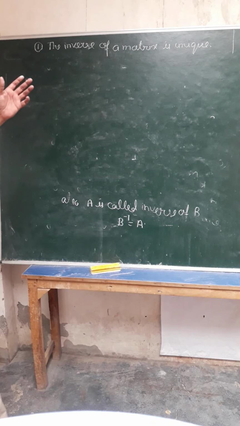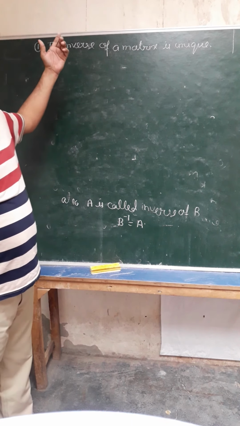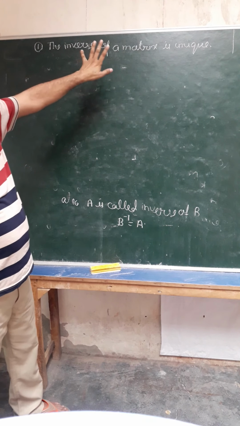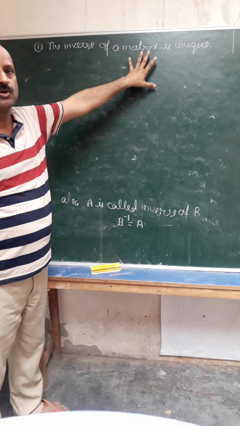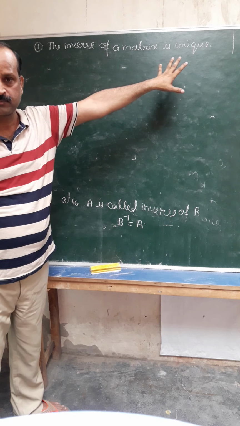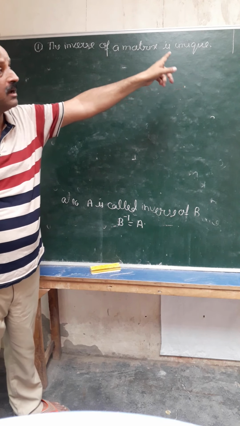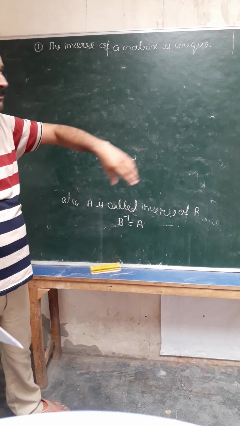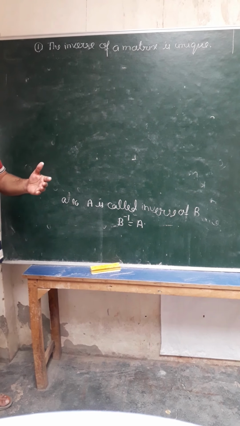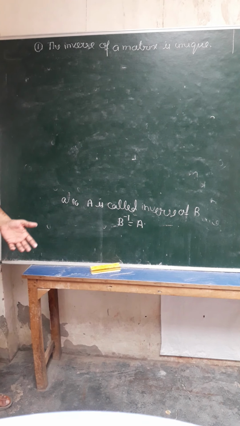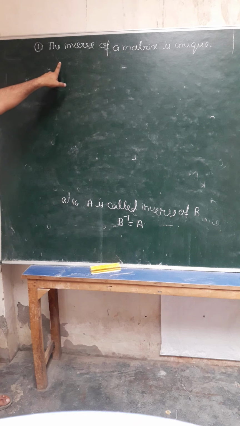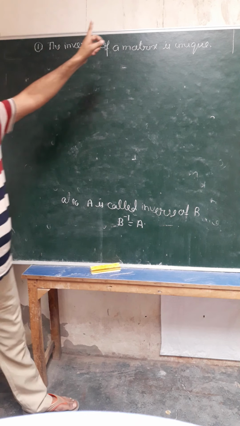Inverse of a matrix is unique means whichever method you follow to find the inverse of a matrix, you will get the same result. The result will not change. If it exists, sometimes there are matrices which do not possess their inverse. So if the inverse of a matrix exists, then it will be unique.